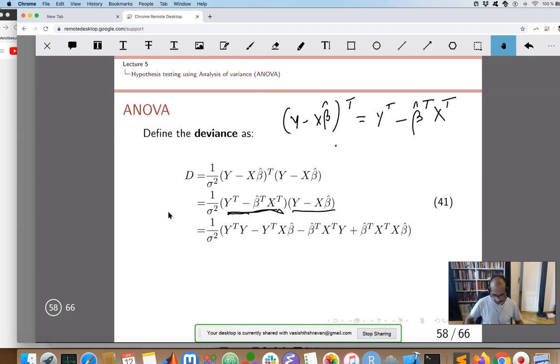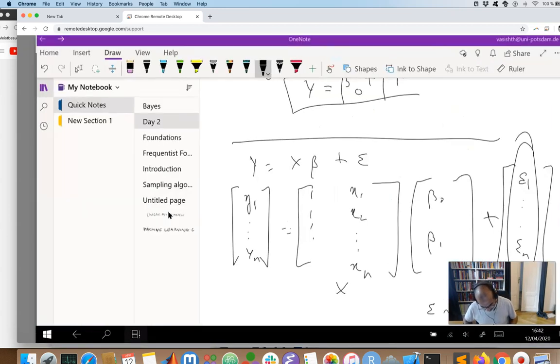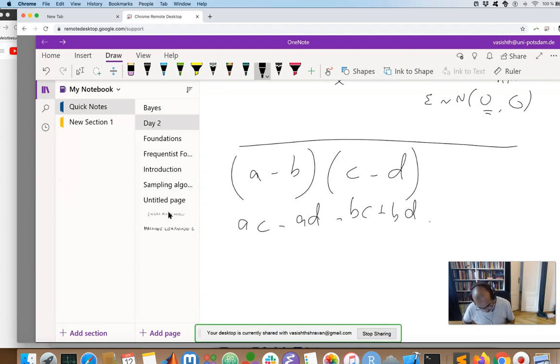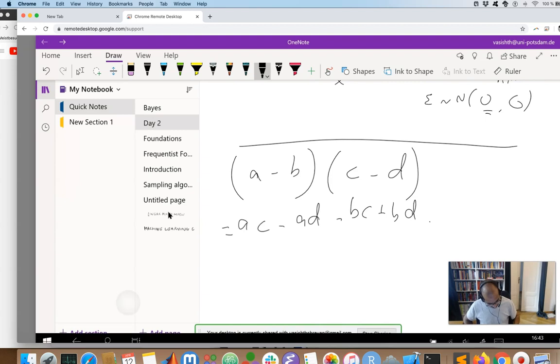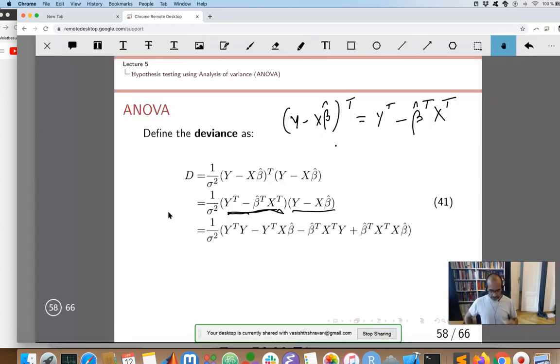Let me remind you how this works. There's nothing dramatic happening here. If I have something like a minus b and I multiply with c minus d, I'm going to get ac minus ad minus bc plus bd. I hope I got this right, but that's just standard stuff that we do in algebra. So I'm going to do exactly the same thing in this calculation.